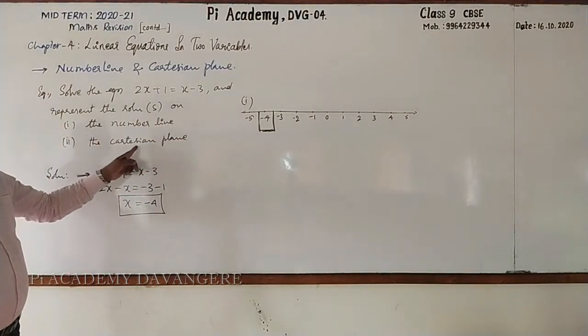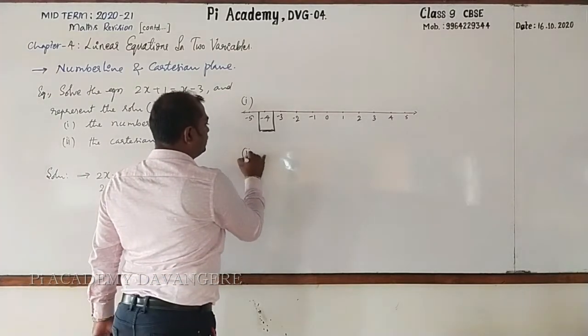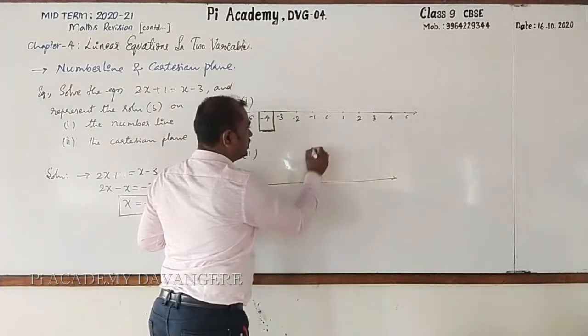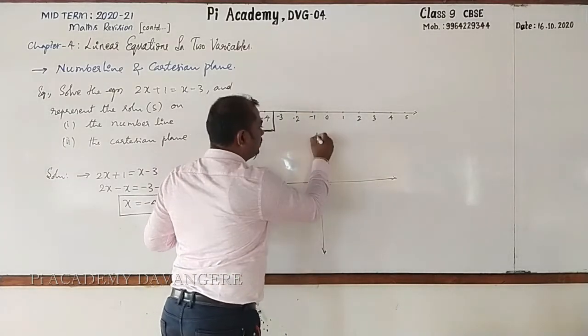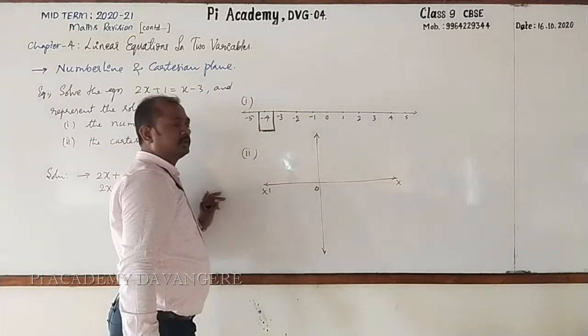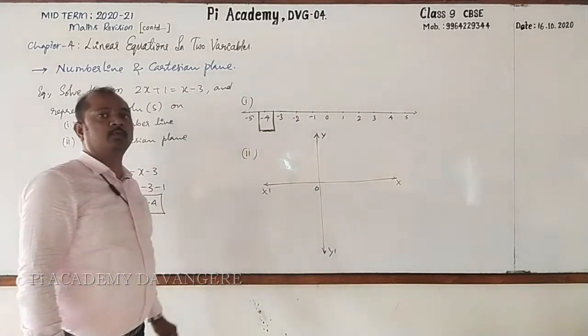Now it should also be represented in the Cartesian plane. If it is in the Cartesian plane, there must be two axes. One is the horizontal line called the x-axis and the vertical line is called the y-axis. The x-axis is denoted by XOX dash, the y-axis is denoted by YOY dash.